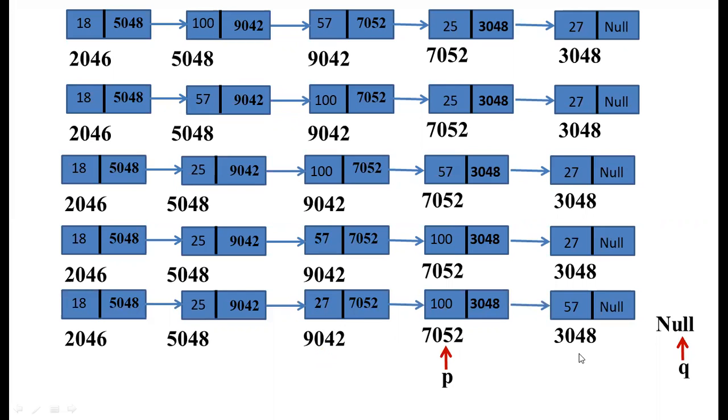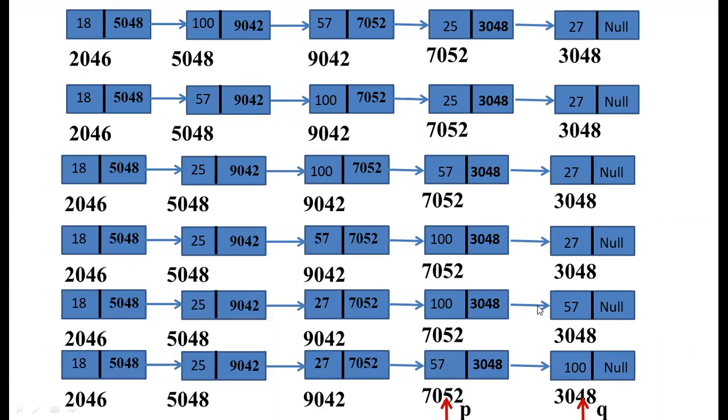And Q pointer need to point to this location. So 100 greater than 57. Yes, the condition is true. So what we have to do? We have to bring 57 here and 100 to this location. Swapping. So once after swapping, what we have to do?